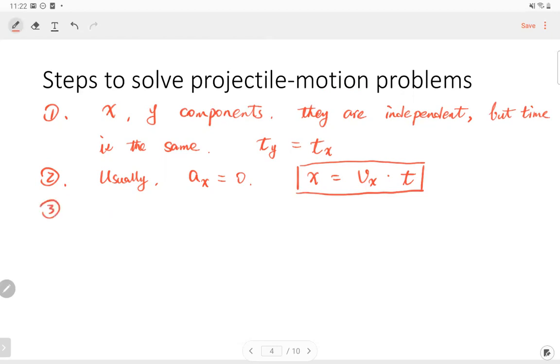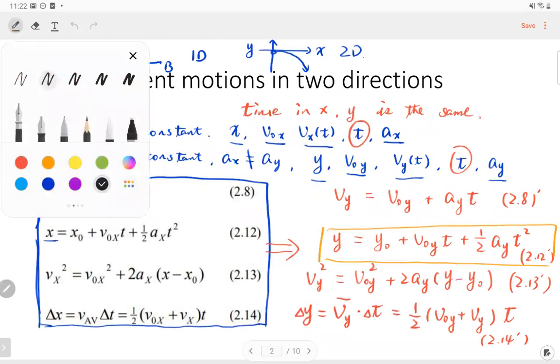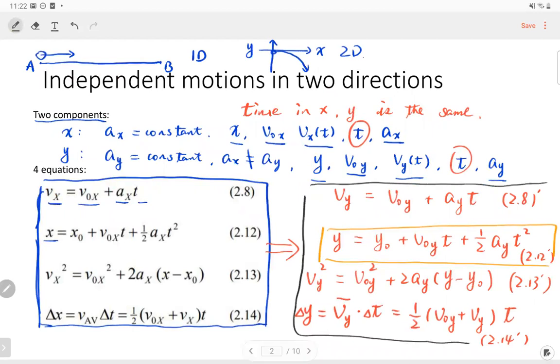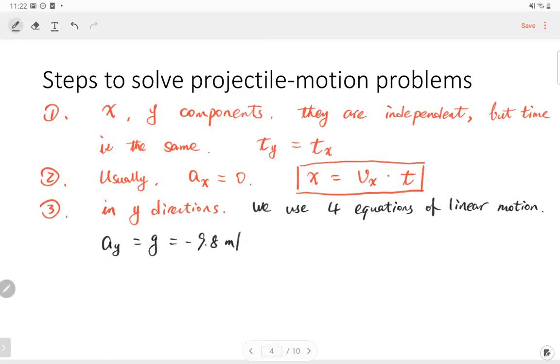And in the y direction, we use four linear motion equations. Four equations of linear motion. And we have some hidden conditions. The first one is the acceleration in the y direction is gravity, right? That's minus 9.8 meters per second squared. This is very important.